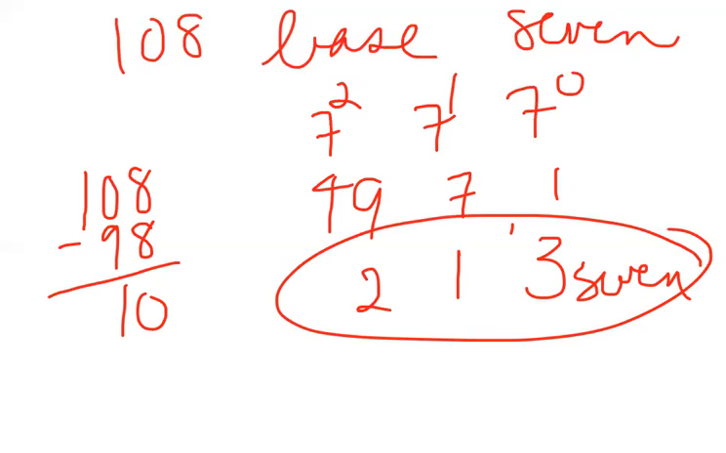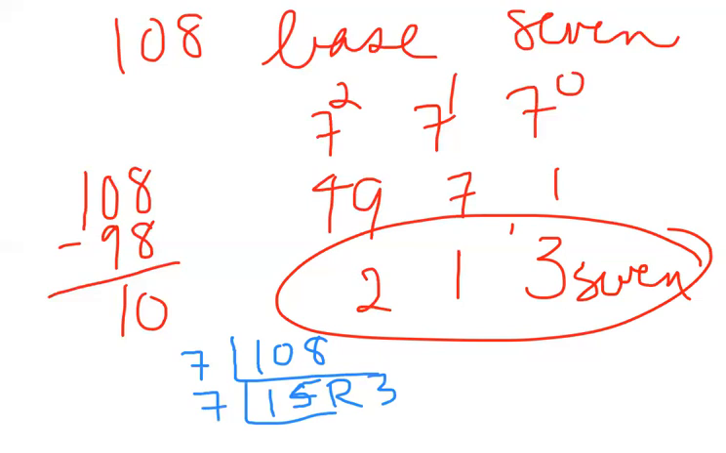Now, if you want to do that little side trick, let me do it on the side for you. 7 goes into 108. That's going to give you 15, and 7 times 15 is 105, so the remainder is 3. Then 7 goes into 15 two times, remainder 1. So guys, there we go: 2, 1, 3. Bam.